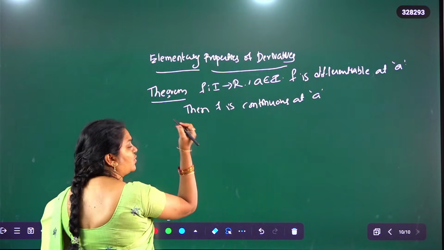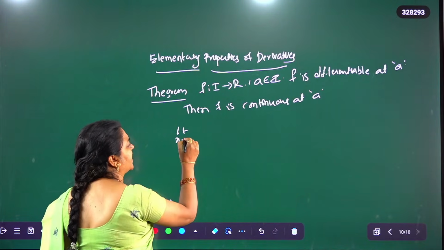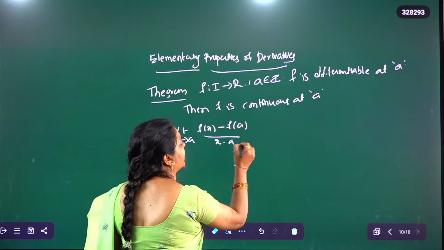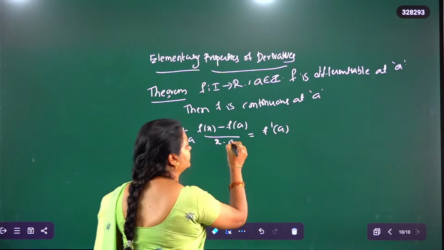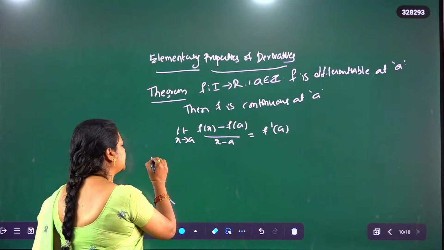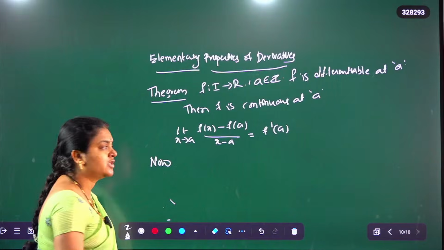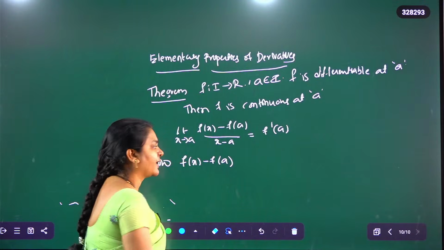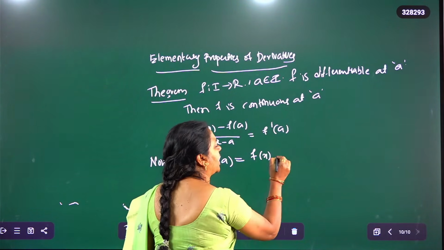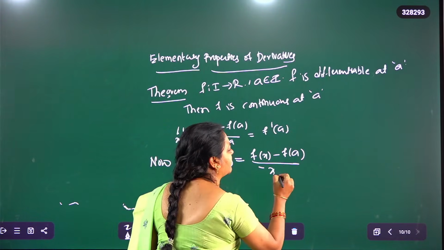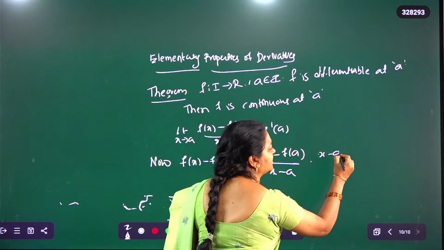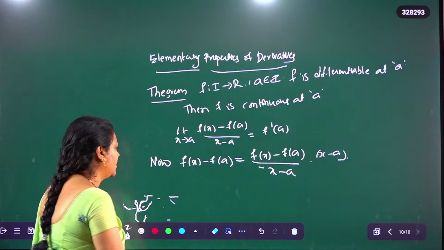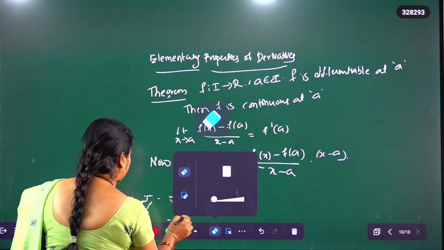So already we wrote the formula, right? Limit x tends to a of (f of x minus f of a) by (x minus a) is nothing but f dash a. Isn't it? Now we'll check whether it is continuous or not. So f of x minus f of a, I am writing like this: (f of x minus f of a) by (x minus a) into (x minus a). Now x minus a will get cancelled, and we'll have the same one, f of x minus f of a.